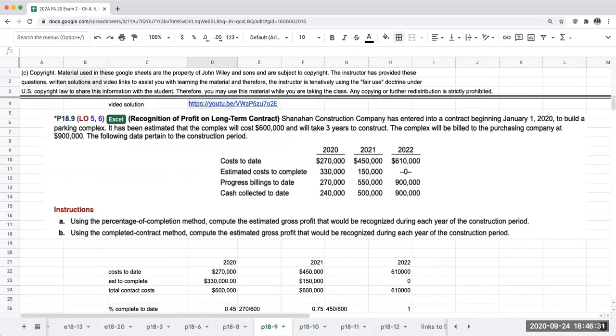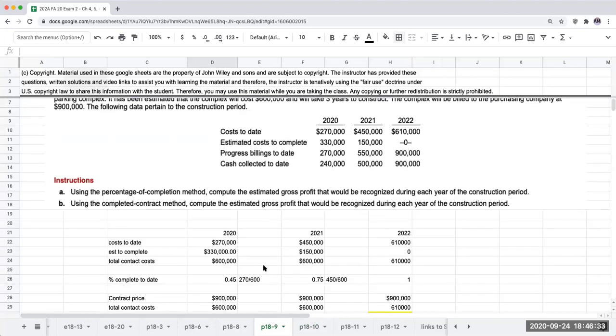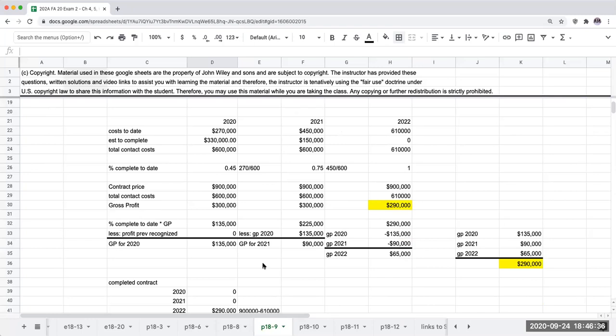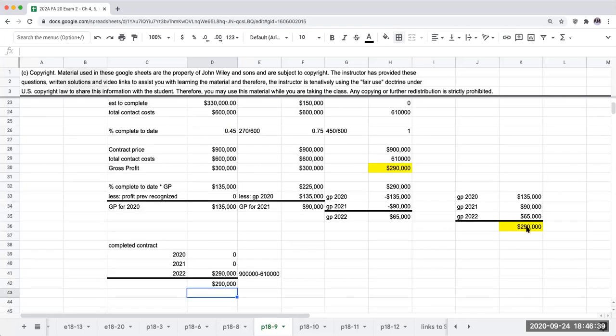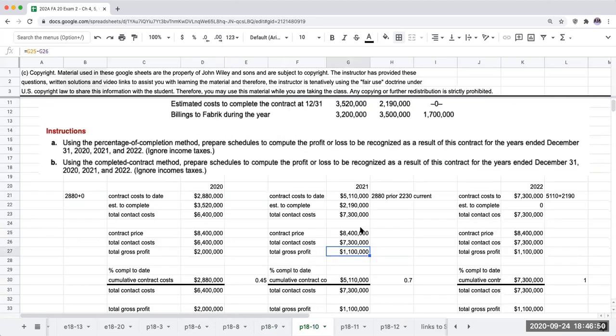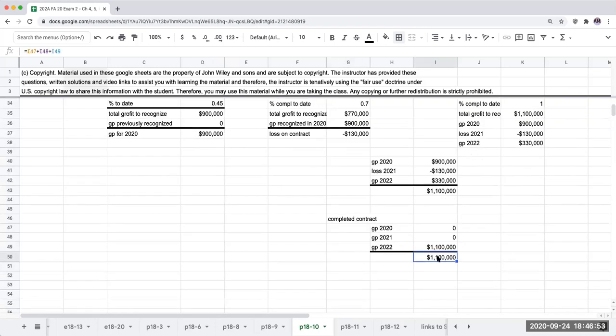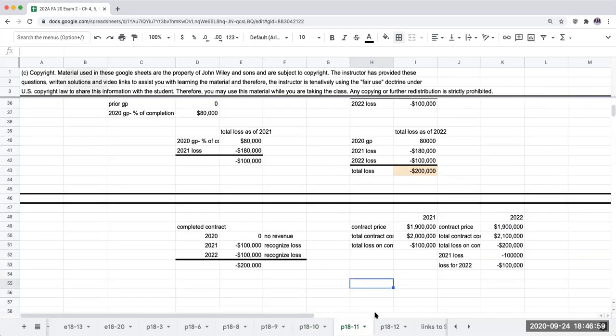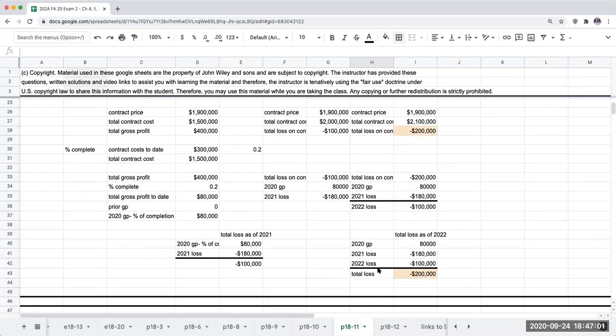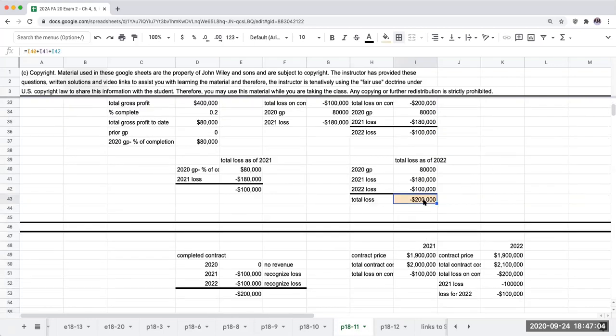Even if we go back over here to what we were looking at in exercise 18-9, the whole amount of the gross profit in percentage of completion and completed contract is going to be exactly the same. It's a timing difference. Same thing over here in terms of completed contract: here you had 1.1 million, 1.1 million, same thing. And then over here, when we're looking at problem 18-11, you still have a loss of 200,000. It's just that because I did recognize some profit, these 2 years look a little bit different.